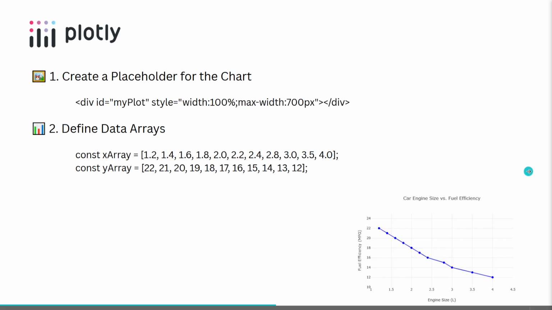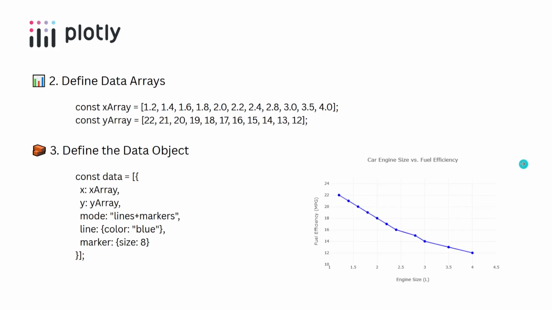After defining the data arrays, we need to define the data object. We need to make an object using these arrays. To define the object, first we need to type const and our object name is data. Then inside the square braces and inside the curly braces, first I am going to define the x-axis. So in our x-axis I want to print the engine sizes, so I pass this array. And in our y-axis we are going to print the fuel efficiency. That's why I passed the y array.